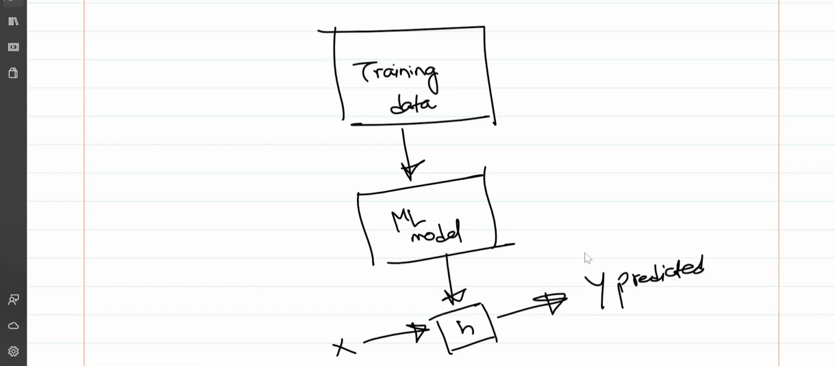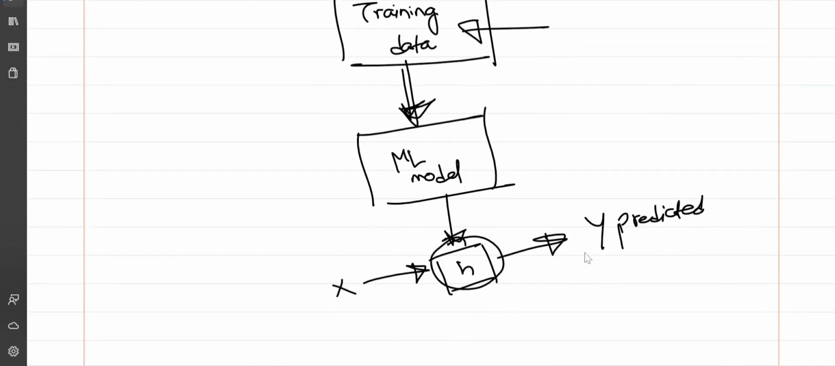So this block diagram is very simple to understand. This is our training data. I'll explain it again. We push the training data into our machine learning model. Then our machine learning model pushes what it has learned into the hypothesis function, and when we pass a parameter x into our function, it gives us the predicted value of y.